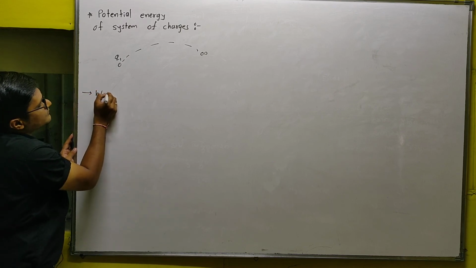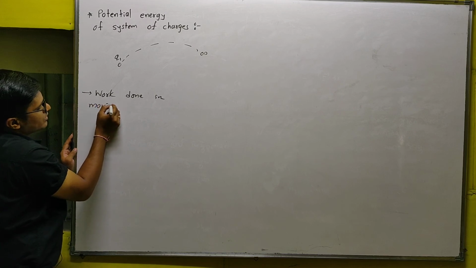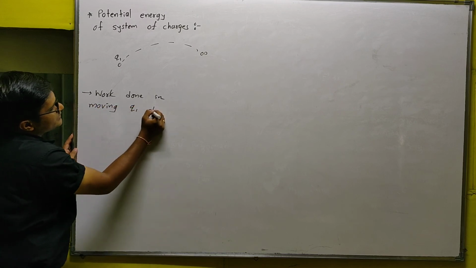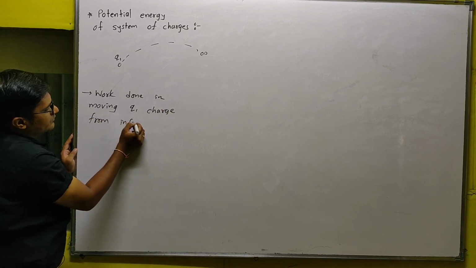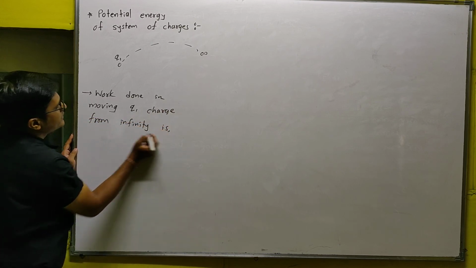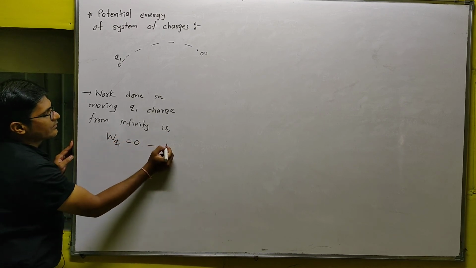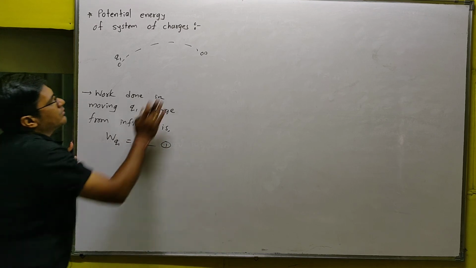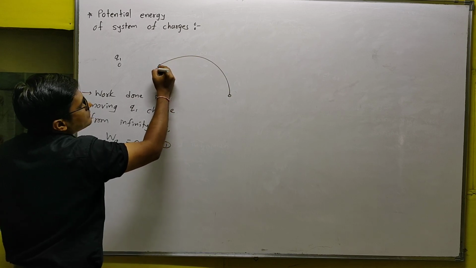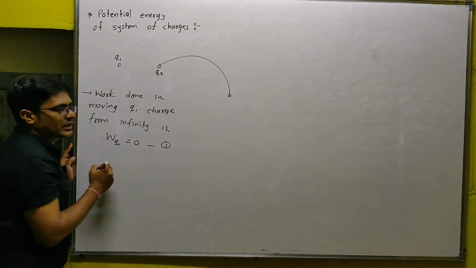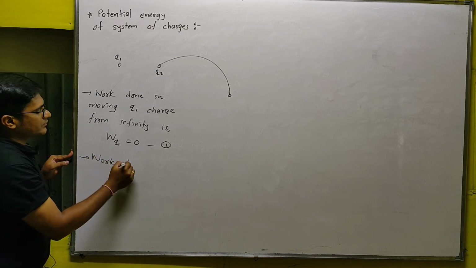So the work done in moving q1 charge from infinity is 0. Now you are moving the second charge q2 from infinity to this point, right? So we will calculate the work done.